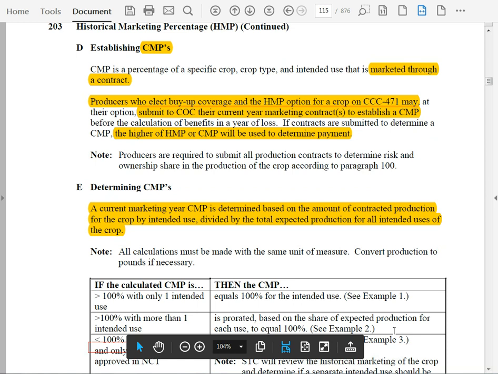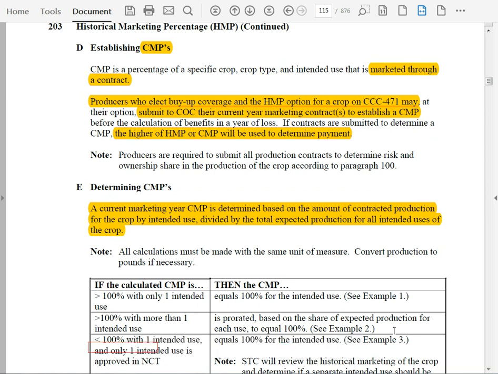In addition to HMP, there's another marketing percentage called CMP, or contract marketing percentage. If the producer elected HMP coverage, they also have the option of submitting a current year's contract in order to establish their marketing percentage. The producer can decide to provide the county office with their current year contract, the 3 years of historic marketing, or both. If the producer provides both, the county office will apply whichever percentage is more beneficial to the producer.